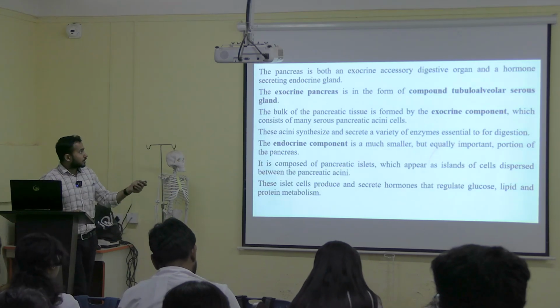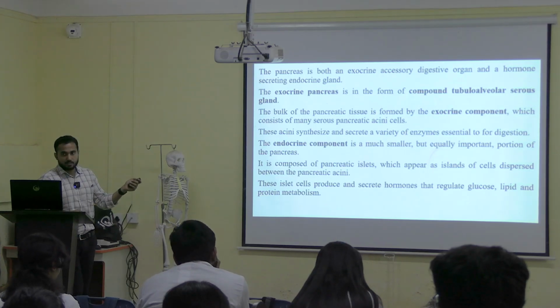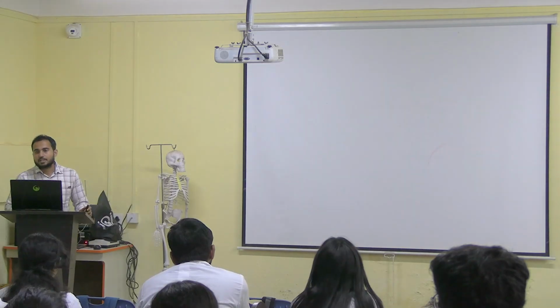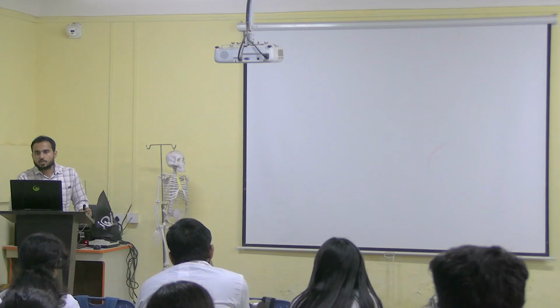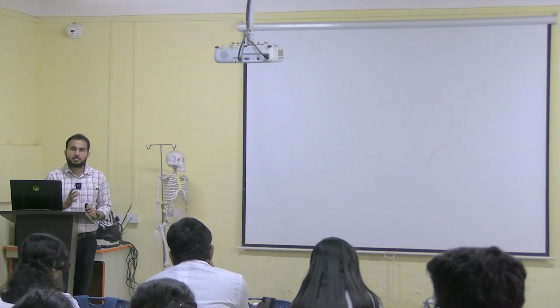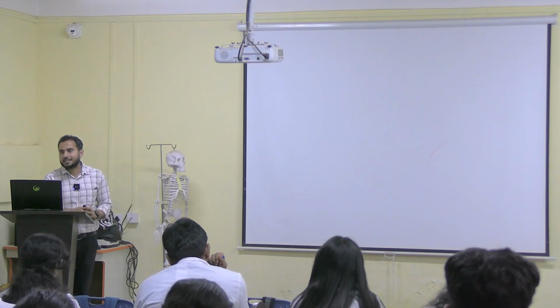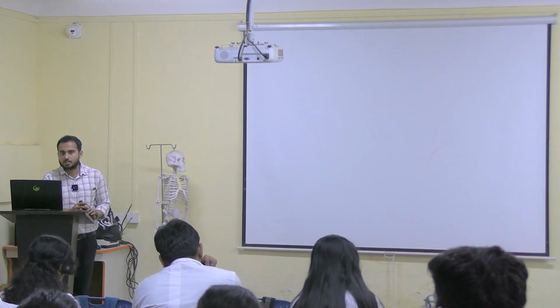Okay, so the pancreas is both an exocrine, accessory digestive organ, and a hormone-secreting gland in our body. The exocrine pancreas is made up of compound tubuloalveolar glands. In that, pancreatic acini are present.